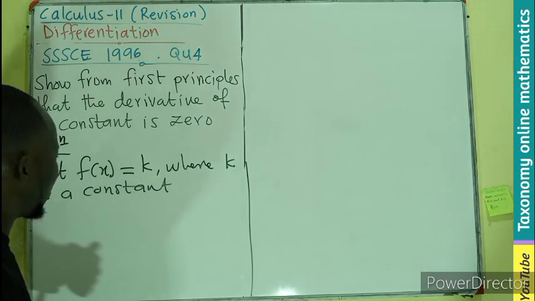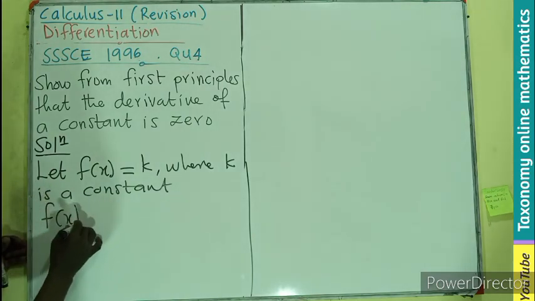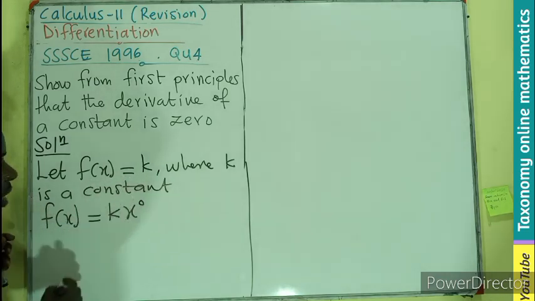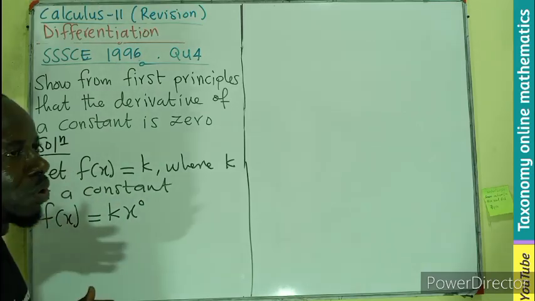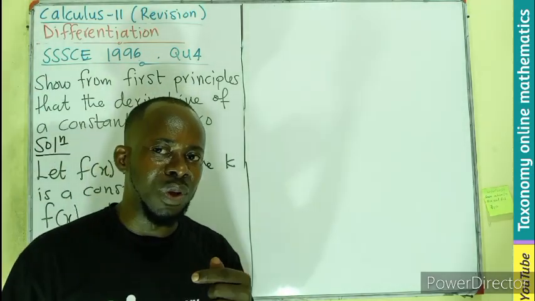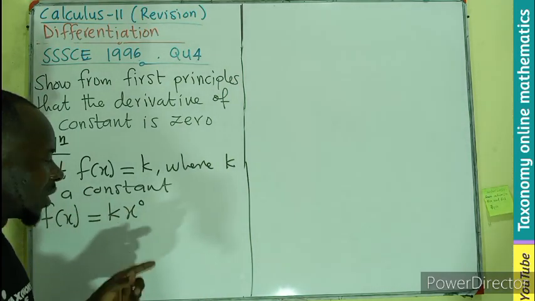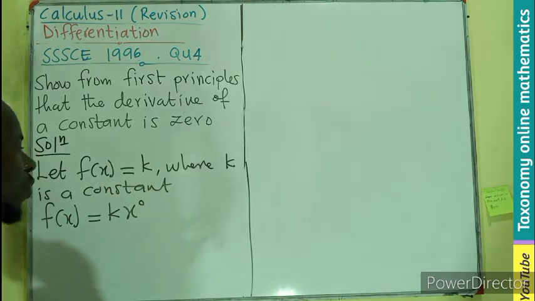Now, if that is the case, we can say that our f of x could be equal to k x exponent 0, because there is no x term attached to the constant. But we know that any number raised to the power 0 gives us 1. So our k term has what? An x component. But that x component has a power of what?